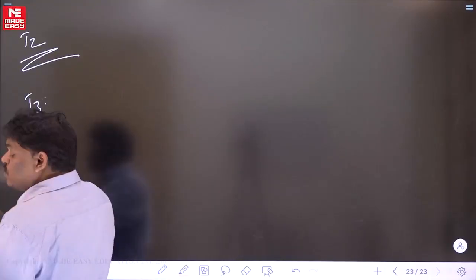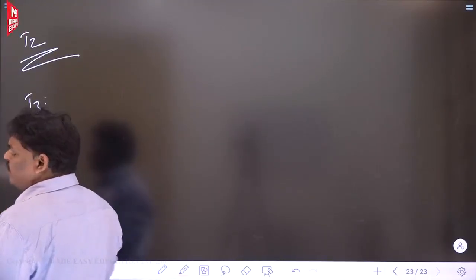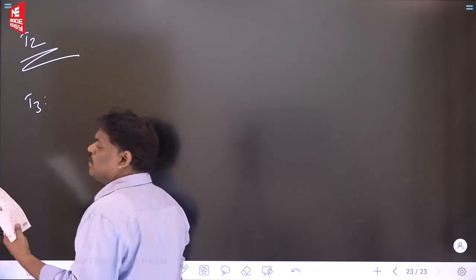T2 answer is, I think, already given, please verify. What about T3? Some functions are given in T2; you have to verify which is bigger and which is smaller. It's okay. Can you go to T3?